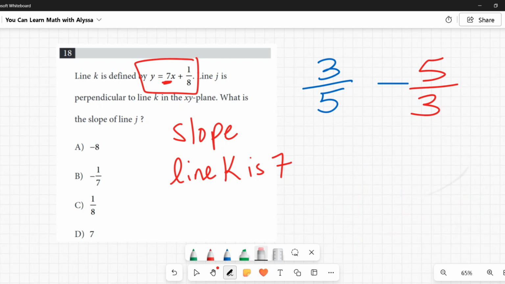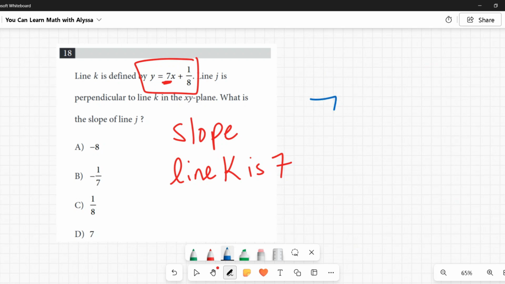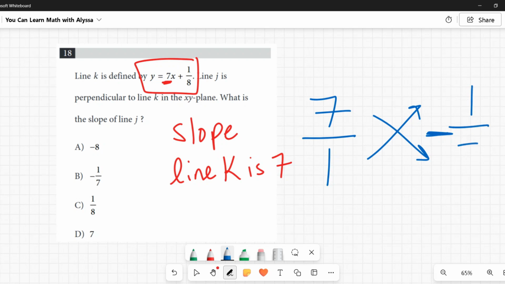So in this case, our original line has a slope of 7. 7 is the same as 7 over 1. So we need to flip that and change the sign. It started positive, so we're going to be negative. Flip it, it becomes 1/7, negative 1/7. And that is B. That is the slope of line J.